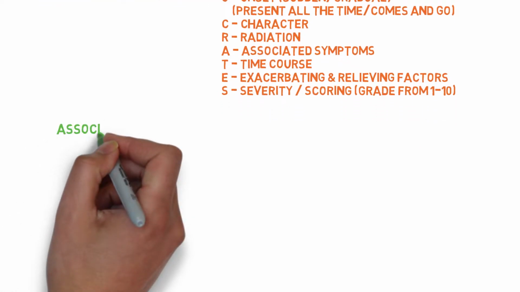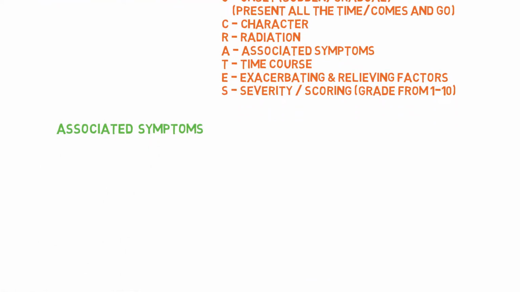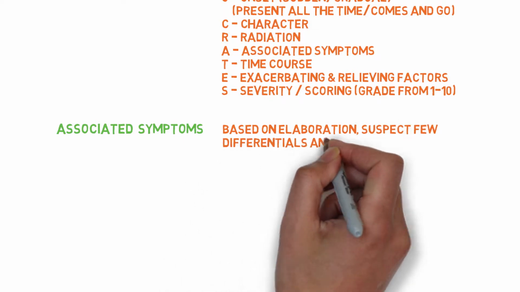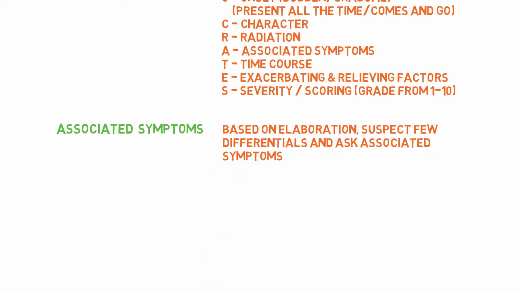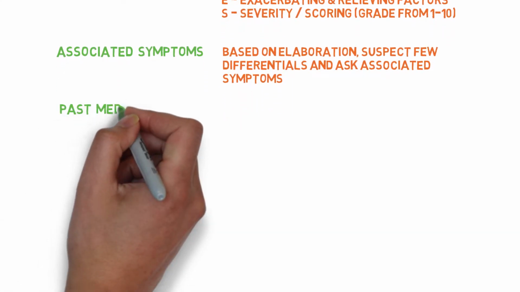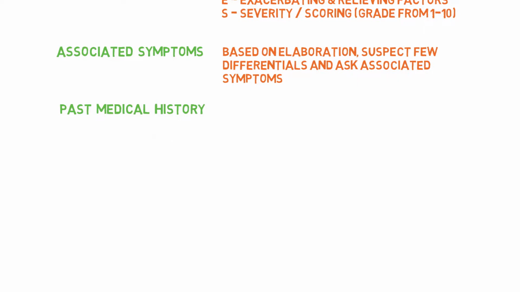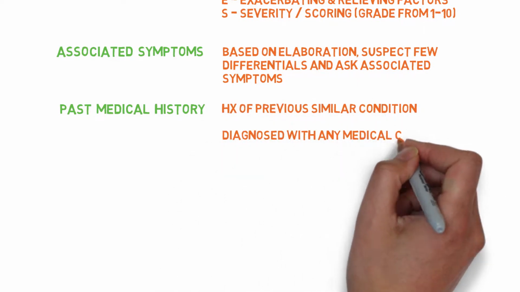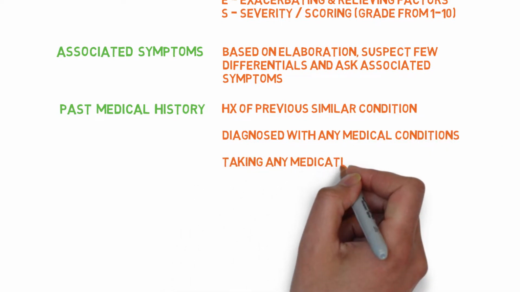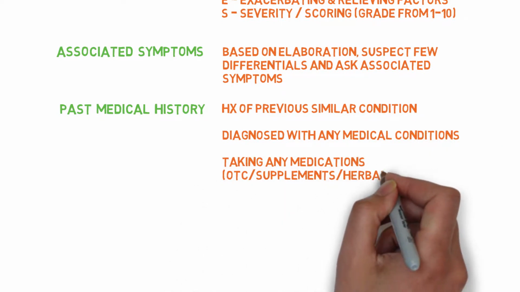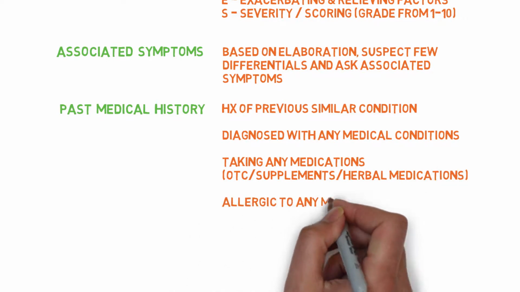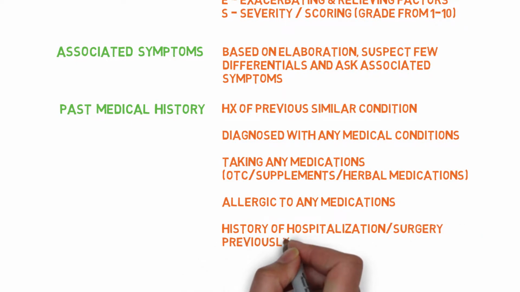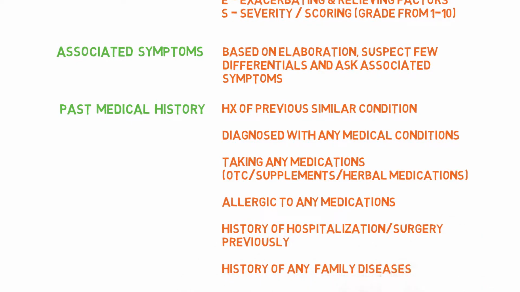After elaboration, inquire about associated symptoms. Based on elaboration, suspect a few differentials and ask associated symptoms. Now past medical history. We will ask for history of similar conditions, diagnosed with any medical conditions, taking any medications including over-the-counter medication, any supplements or herbal medication, allergic to any medications, history of hospitalization and previous surgery, and history of any family diseases.